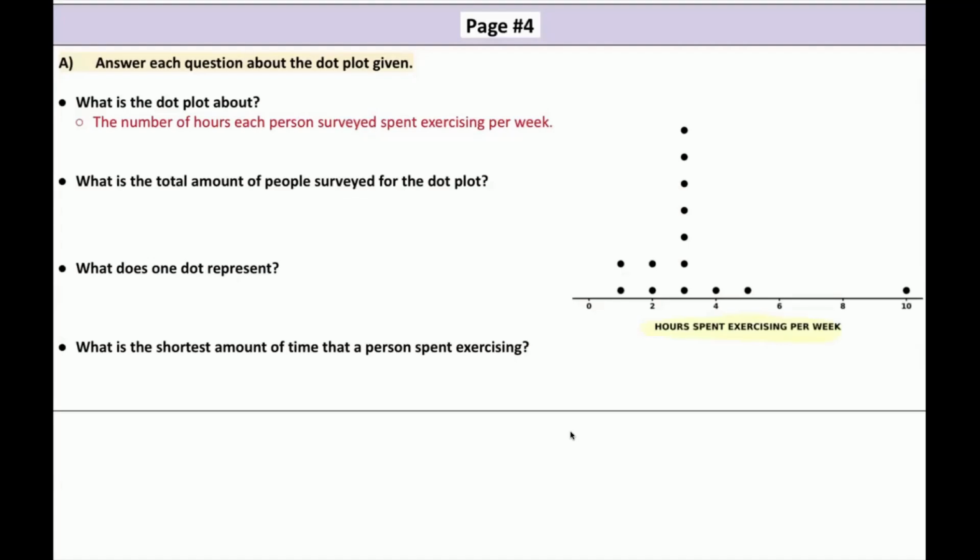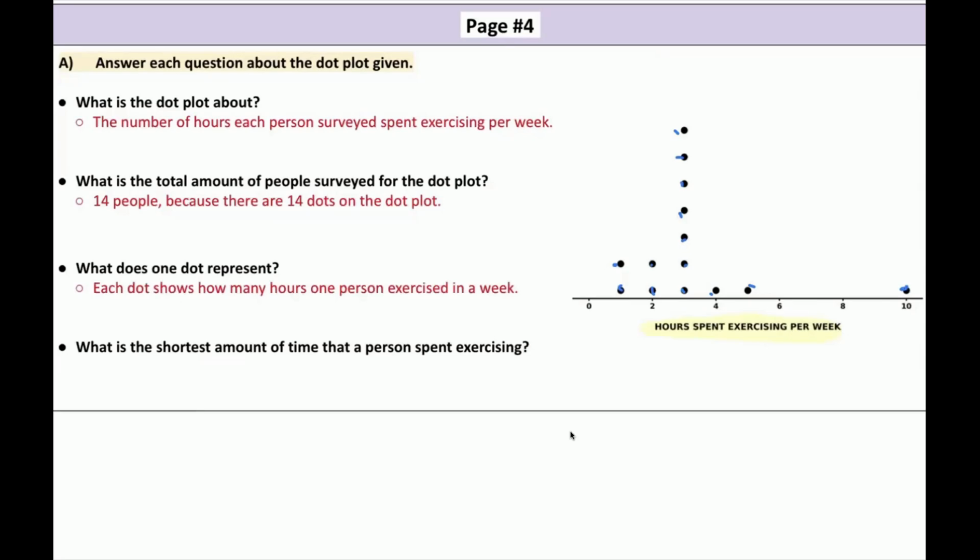The next question says, what is the total amount of people surveyed? To figure out the total, we count all of our dots. So in this example, we have 1, 2, 3, 4, 5, 6, 7, 8, 9, 10, 11, 12, 13. So 13 total people were surveyed. Oh, whoops, I forgot this 10 over here. It's 14 people, because there's 14 dots. What does one dot represent? One dot represents how many hours one person exercised.